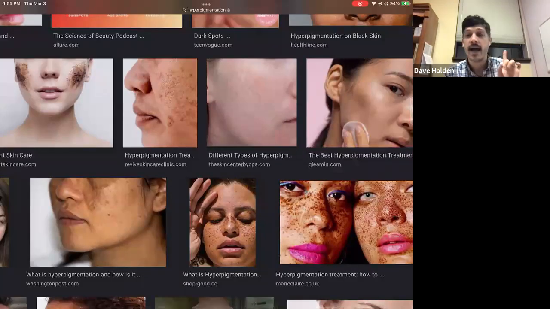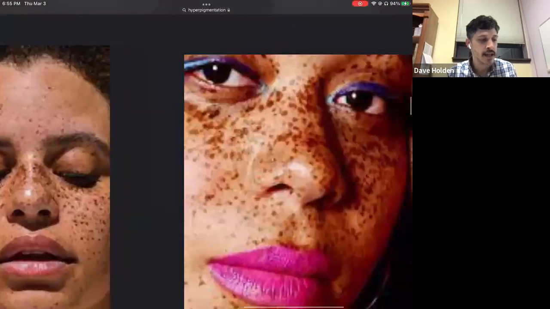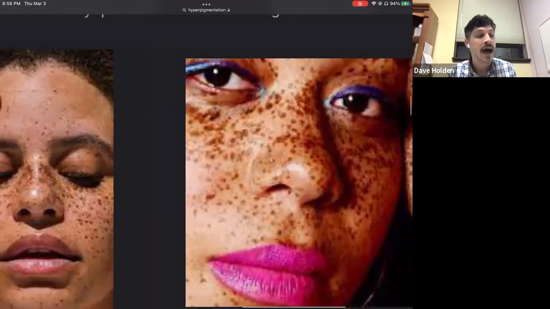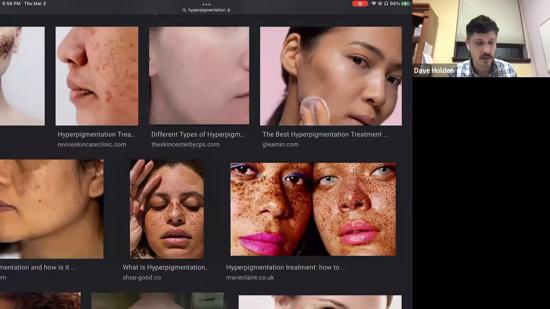One thing I would like to say, hyperpigmentation, we are not talking about freckles. That's not what we're talking about. So if you wake up in the morning and you have a face that looks like this, and you have always had a face that looks like this, we are not talking about hyperpigmentation. What we are talking about are spots that appear and develop over time, not just the normal way your skin was born. Freckles are normal. Hyperpigmentation is not normal.